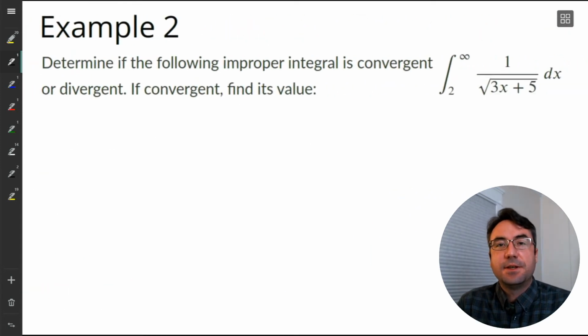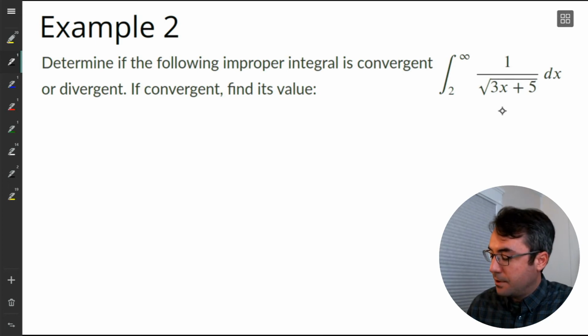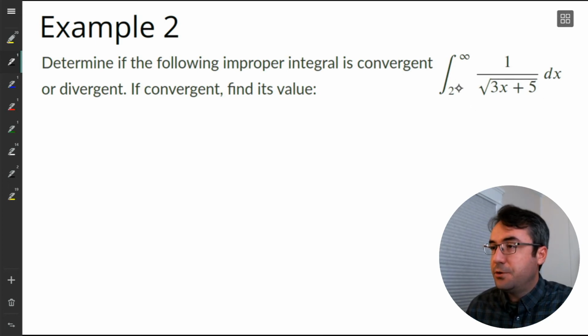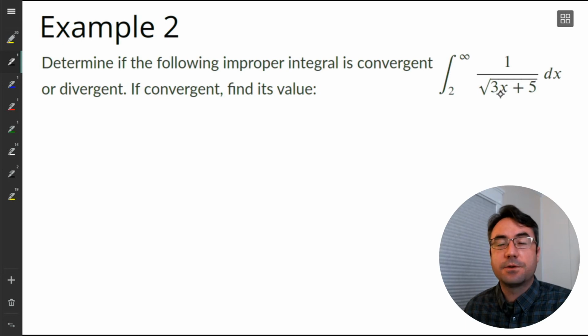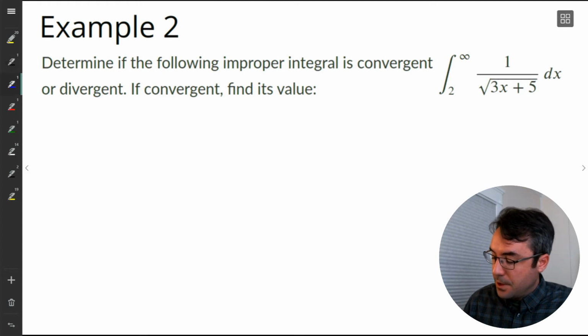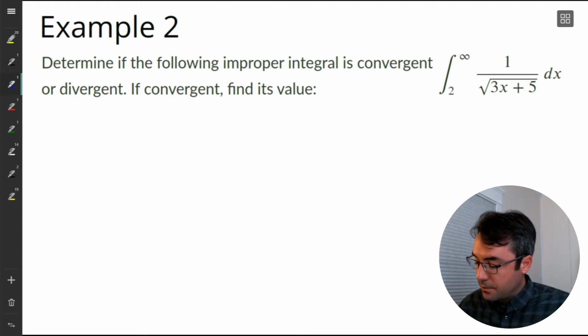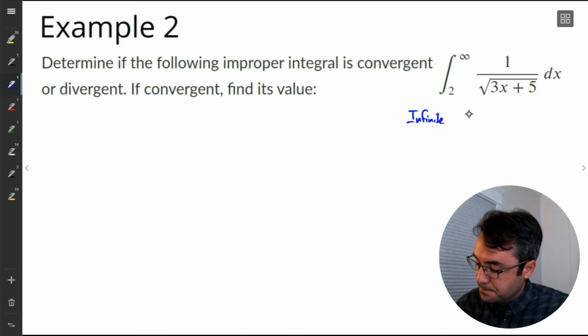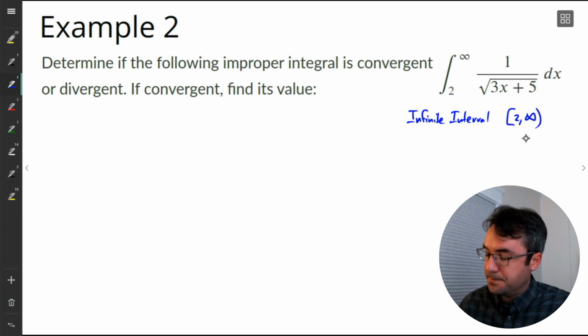So let's look at the improper integral from 2 to infinity of the function 1 over square root of 3x plus 5. We're going to do the same thing. We're going to determine if this improper integral is convergent or divergent, and if it's convergent, we're going to find its value. Now first, why is this an improper integral? Well, it's because we have an infinite interval here. So we're going from 2 to infinity.